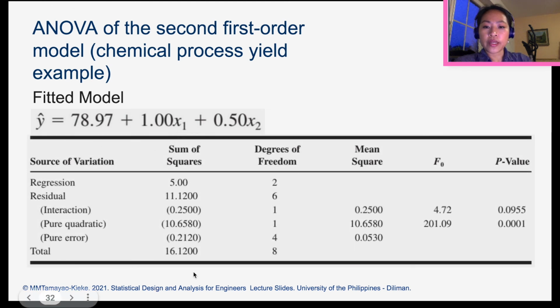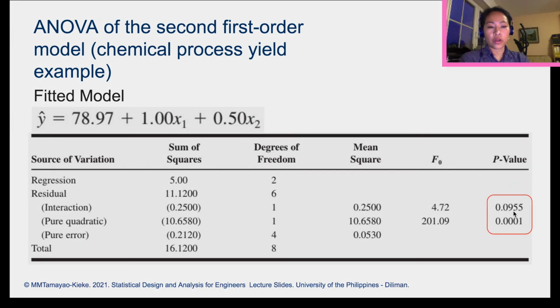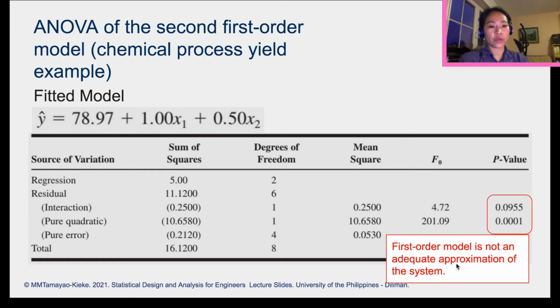And this is the summary of the ANOVA. As you can see here, the interaction and the pure quadratic are significant, which indicates that the first order model is no longer adequate to characterize the region of the system that we are in. So our p-values are small, signifying significance of the interaction and pure quadratic, and therefore the first order model is not an adequate approximation of the system, which also indicates that we're in the region of the optimum.